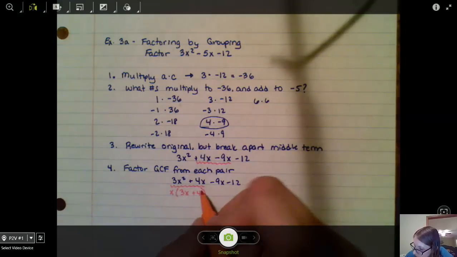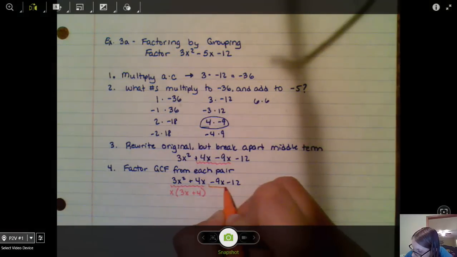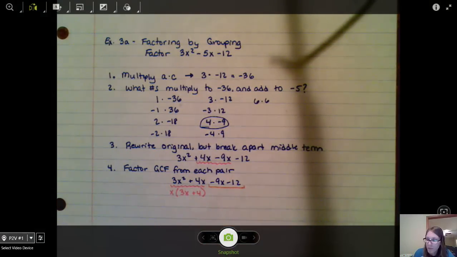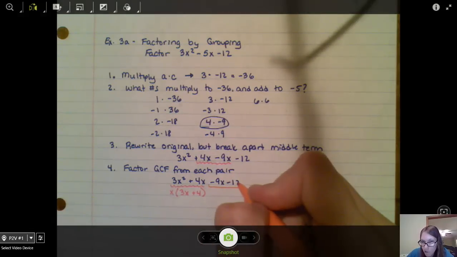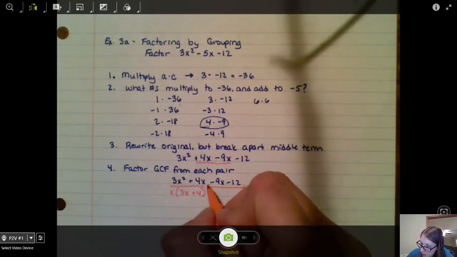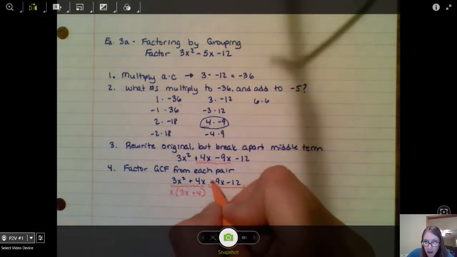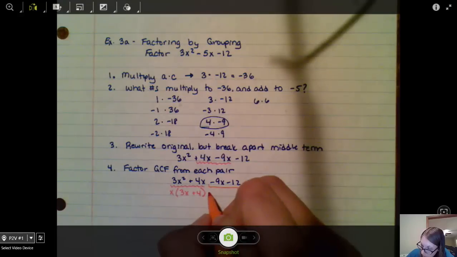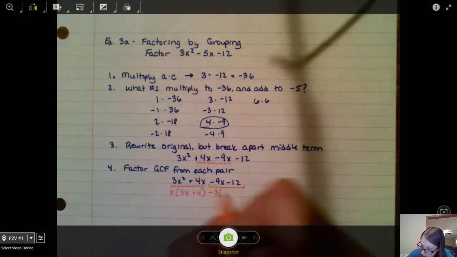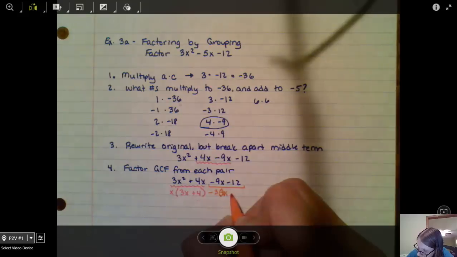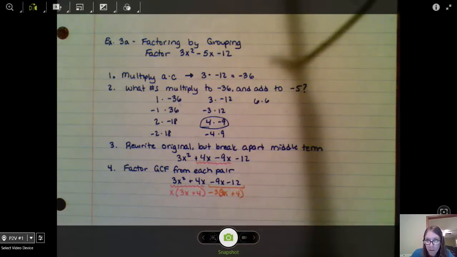And then I also want to factor out my greatest common factor from this pair, negative 9x minus 12. Kind of follow the sign of your first term here in your pair. This is negative, so I want to factor out a negative number. 9 and 12 are both divisible by 3. So minus 3 times x, 3x plus 4.